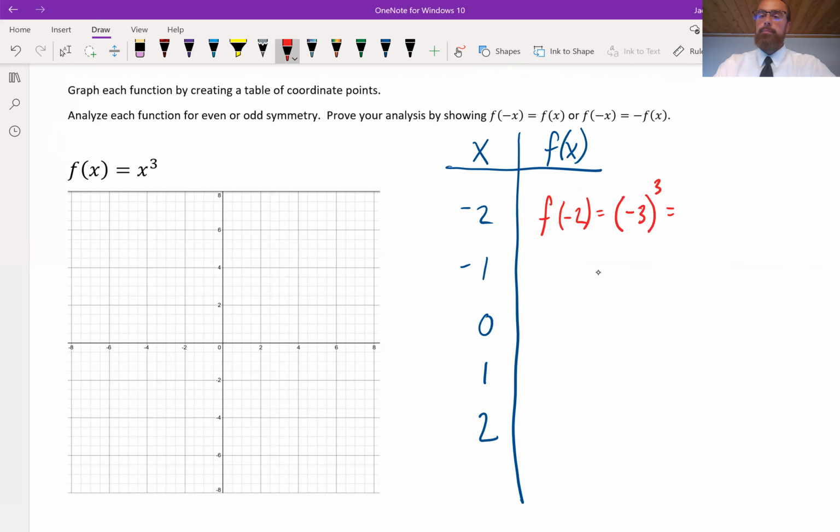And just like we had done previously, I'm going to multiply those out. So that's -3 times -3 times -3. So I'm going to multiply one pair of them. -3 times -3 is +9. But notice the third one does not have a pair to go with, so it's just -3. 9 times -3 is -27. So we'll record that point.